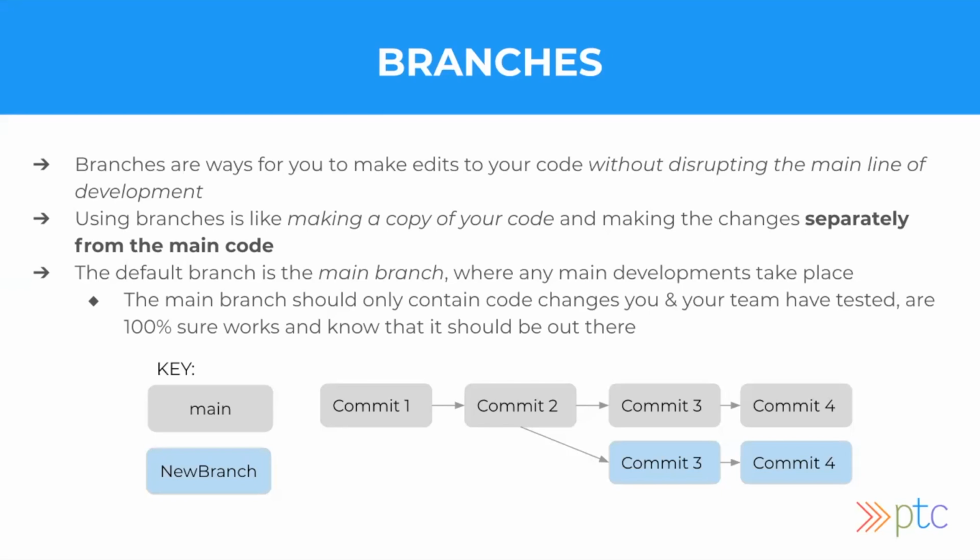It's common to have more than one branch. Your main branch might contain the code you know for sure works, and you might have a development branch, for example, where you store the code that you're still working on.